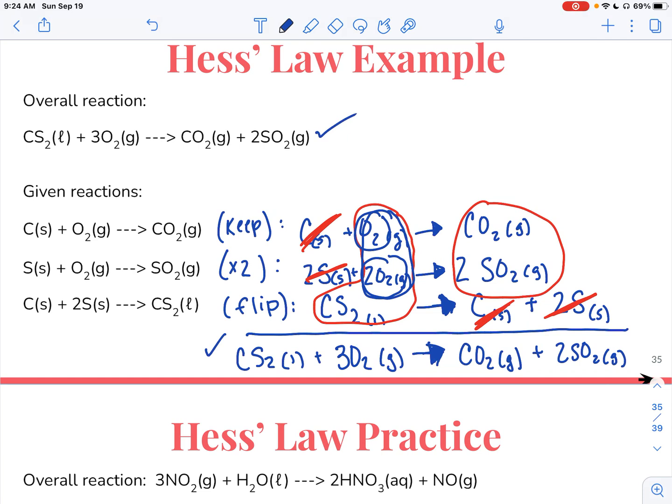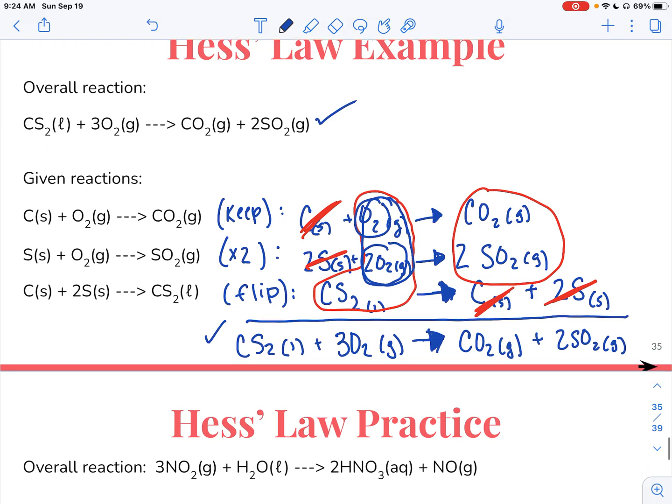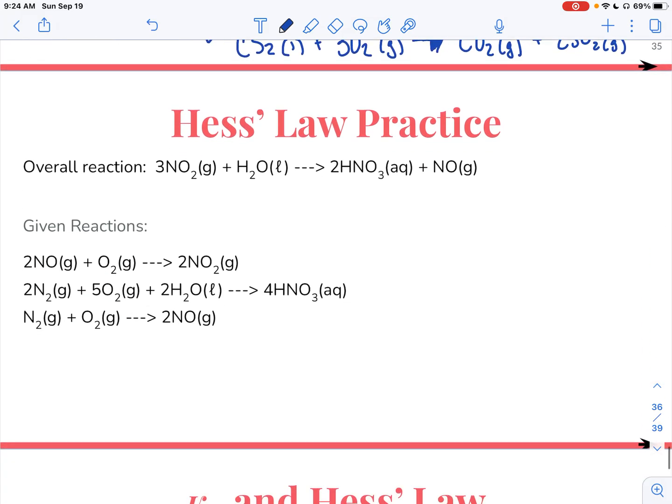Okay, so once we get the hang of this, we can add that case stuff in as well. But before we do that, I would like you to practice a Hess's law problem. So please pause the video and try this one on your own, and then come back and we'll do it together.